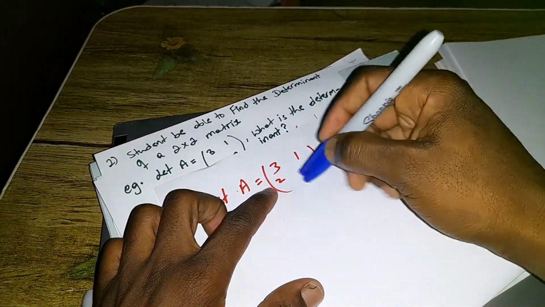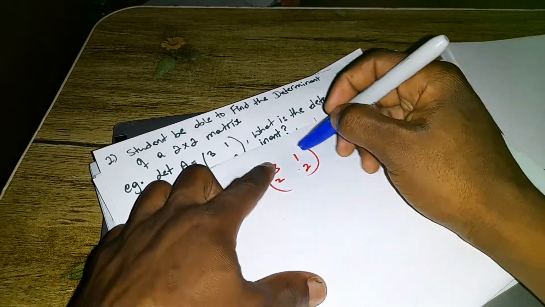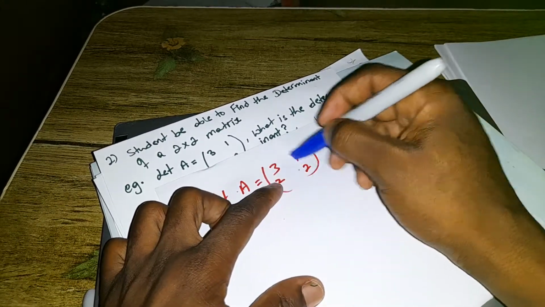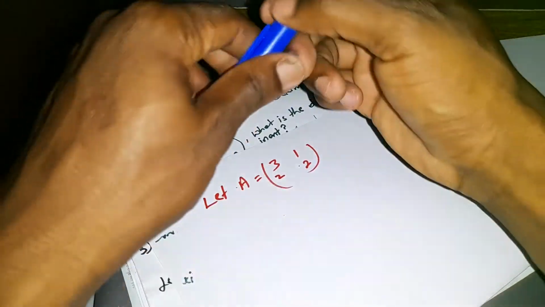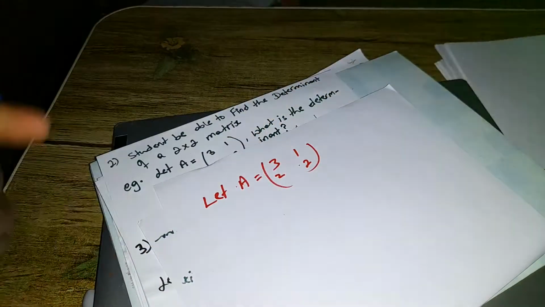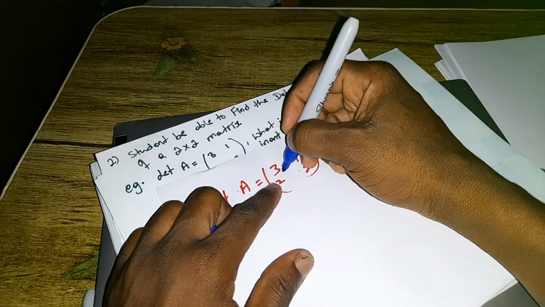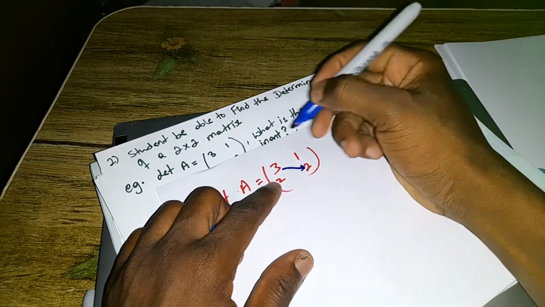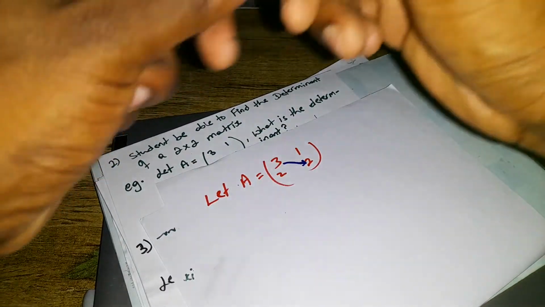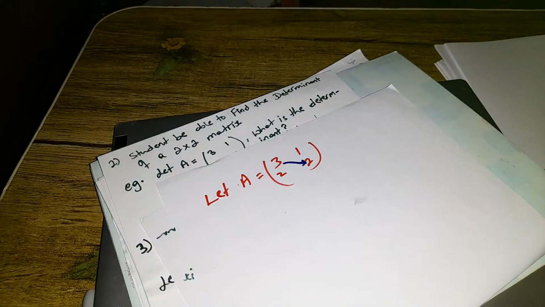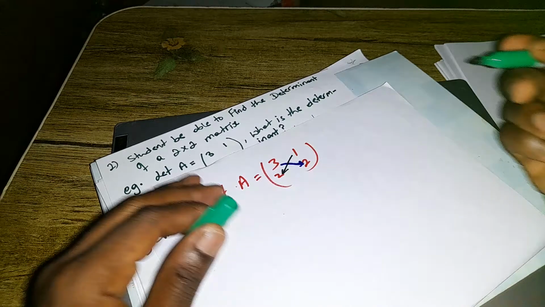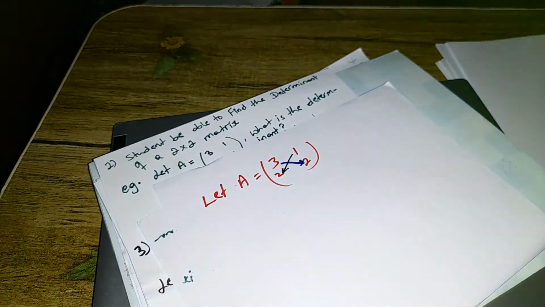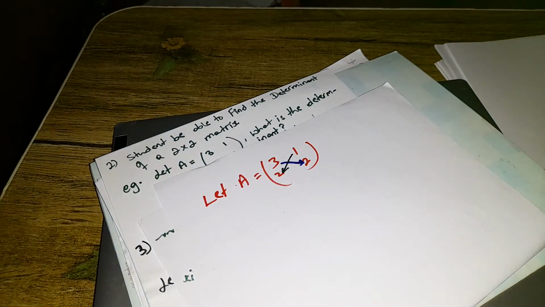These are called elements. All of them inside the parentheses are called elements. Now, this is a 2 by 2 matrix. Diagonals are always across. This diagonal that goes that way is called the leading or the first diagonal. And the next one that I draw in green is called the non-leading or the second diagonal.